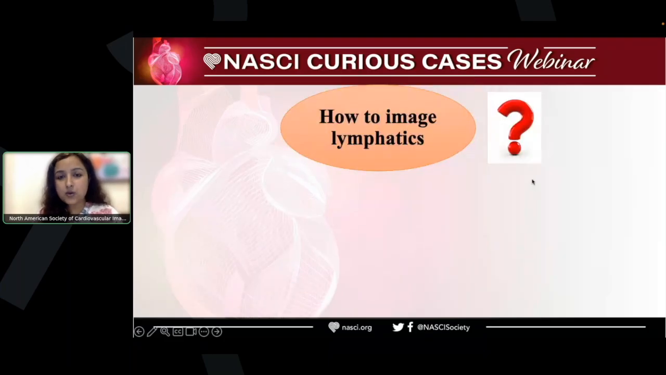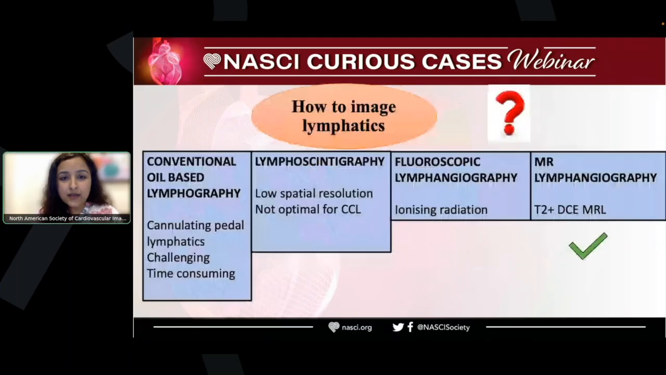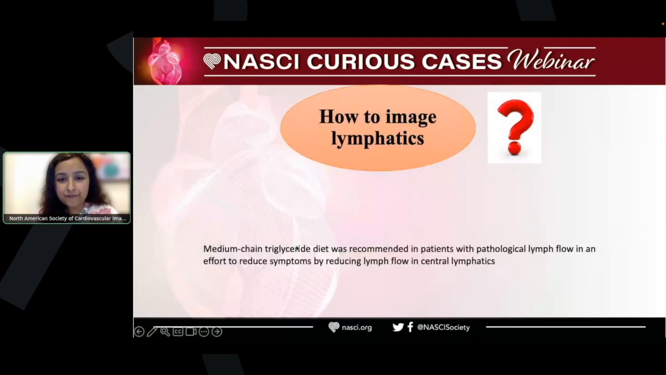So how to image the lymphatics now? Before going into the types of lymphatic imaging, because we were already considering that there is some sort of chylous leak, to reduce the symptoms of the patient, it is recommended to start a medium chain triglyceride diet, because it leads to reduced flow within the central lymphatics, within the thoracic duct which traverses the mediastinum, and symptomatically the leak is lesser, so the patients feel better. So medium chain triglyceride diets are usually recommended in patients who have some sort of pathological lymph flow.